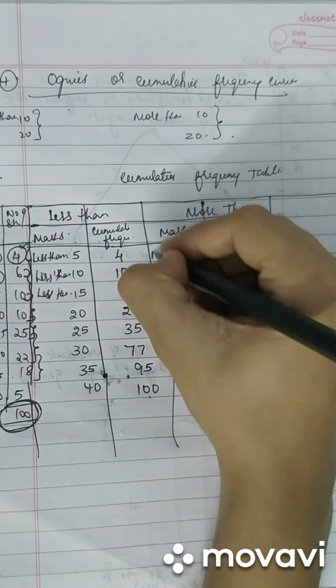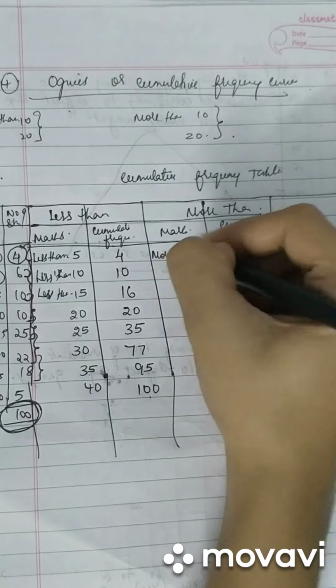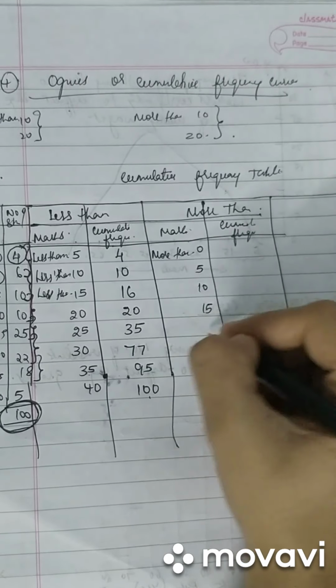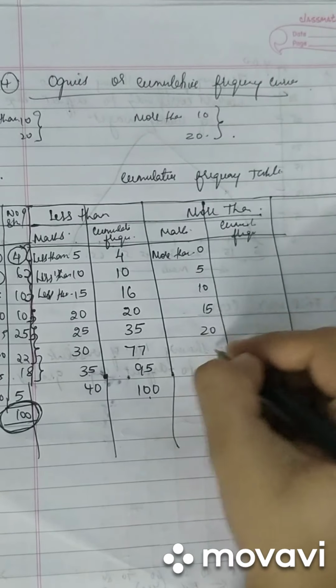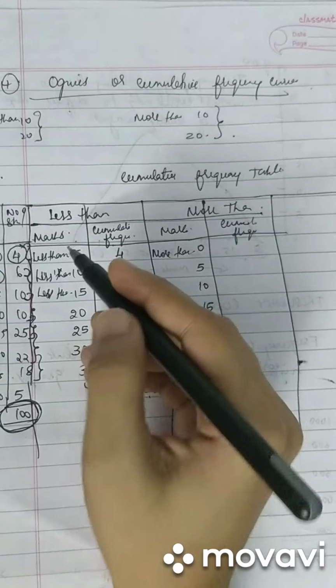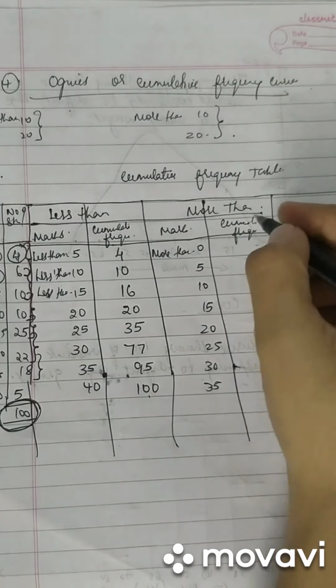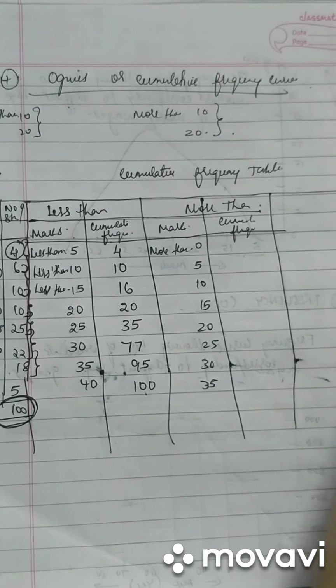Then under more than, we will be writing more than and seeing the lower class limit: 0, 5, 10, 15, 20, 25, 30 and 35. So in less than type we always see the upper class interval and in more than type we always see the lower class interval. So how will we find out the cumulative frequency?